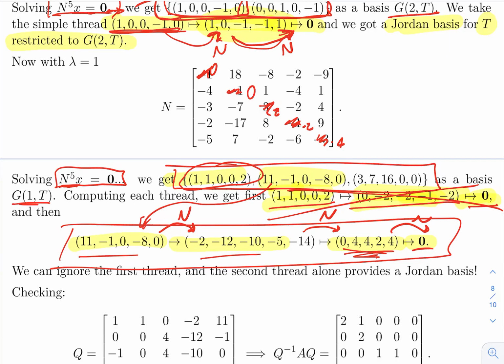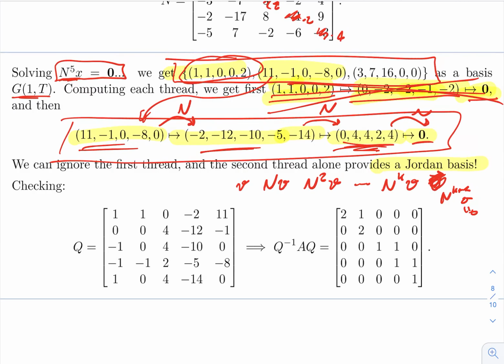And we know already that inside each thread, any family of vectors of this type, where they are all non-zero and such that N to the k plus 1 applied to v equals 0, any thread of this type is linearly independent. So these 3 vectors are linearly independent. So we know already it is a Jordan basis. We don't need to do anything else. We found a Jordan basis. So this is just a different version of the quick and dirty method where we can actually play with things in a more flexible way. And we decided to throw away this thread.